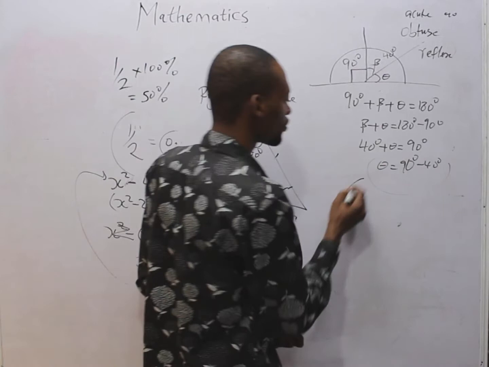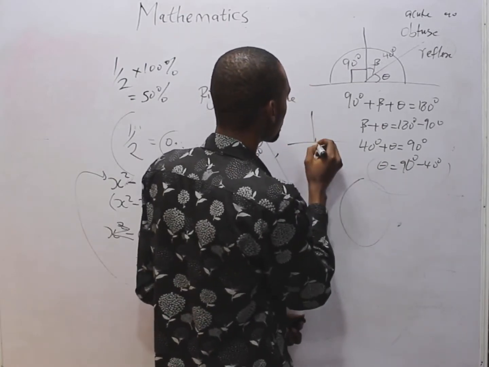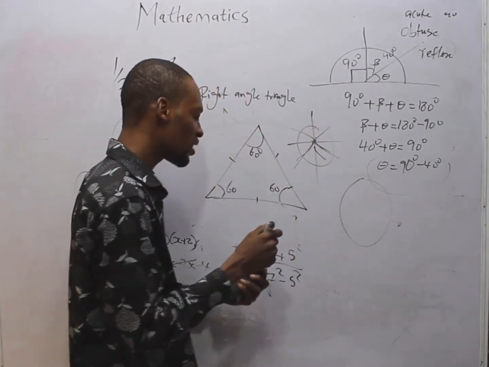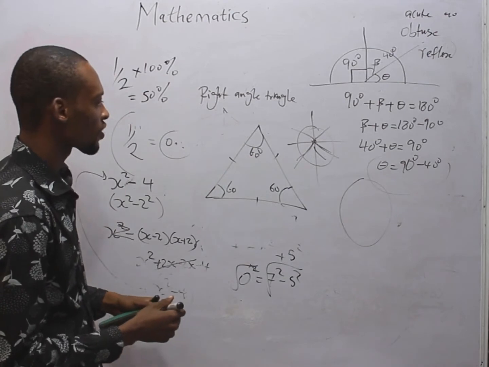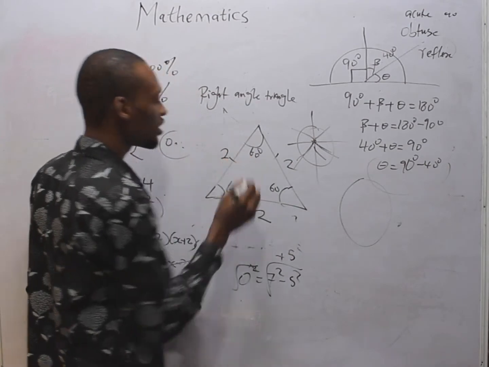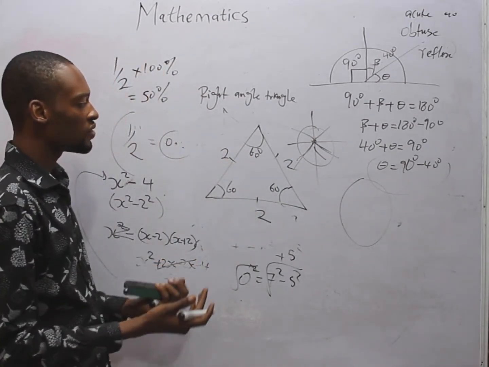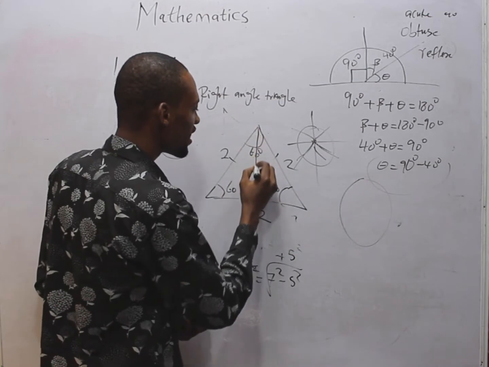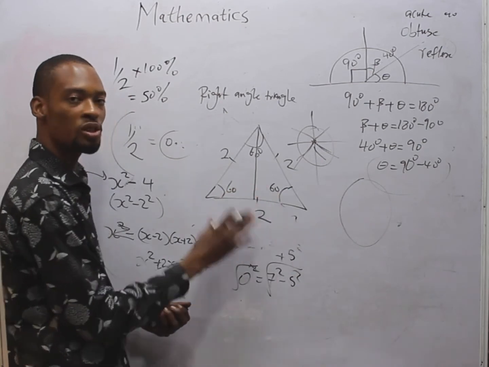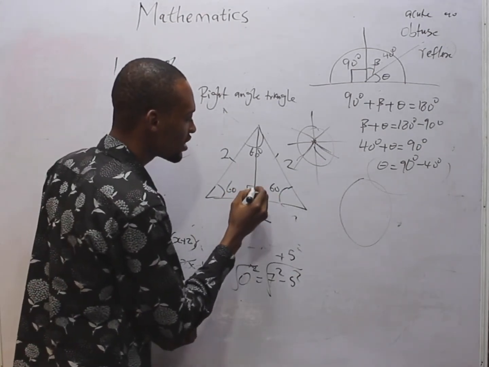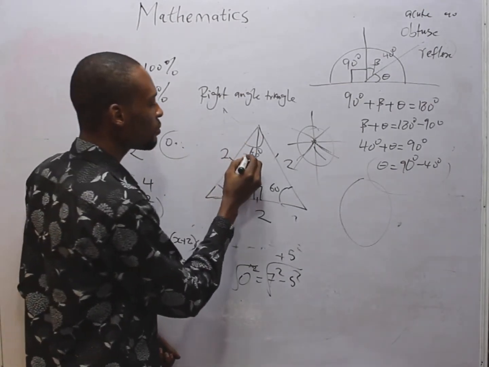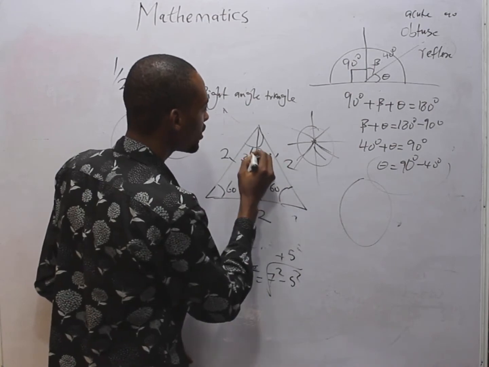And for a circle, or at a point, if you are given something like this with various angles, at this point, everything sums up to 360 degrees. And when you are given equilateral triangle, if here is 2, here is 2, and here is 2, what happens when you divide it? Dividing here, you form a right angle triangle. Here becomes 90 degrees, here becomes 90 degrees. And dividing this angle, 60, here becomes 30 degrees, and here becomes 30 degrees.